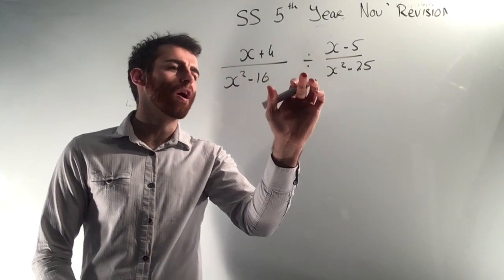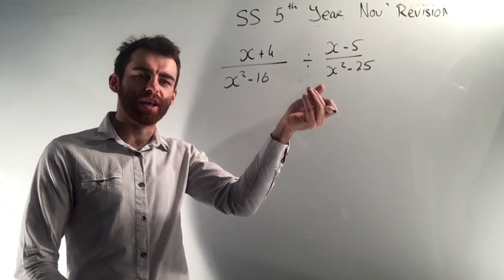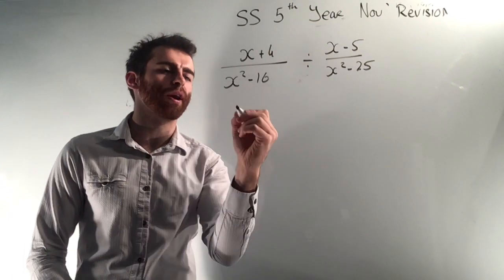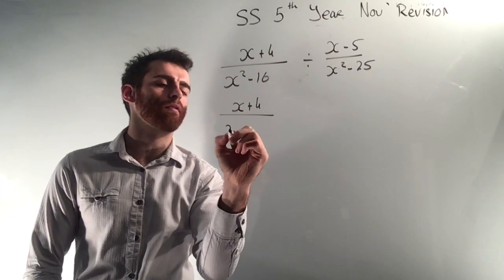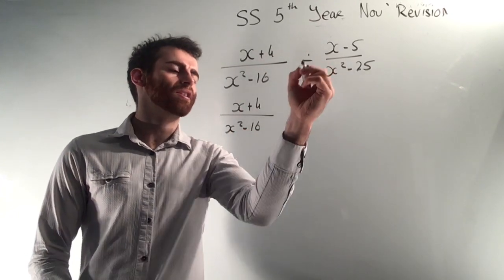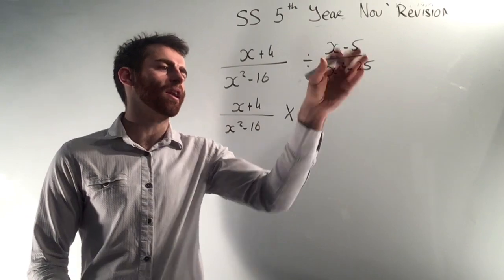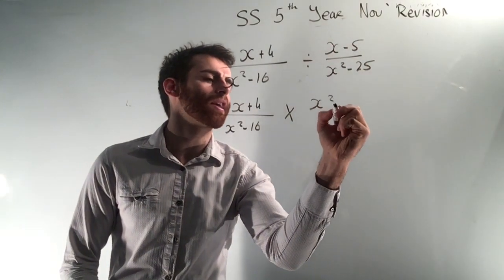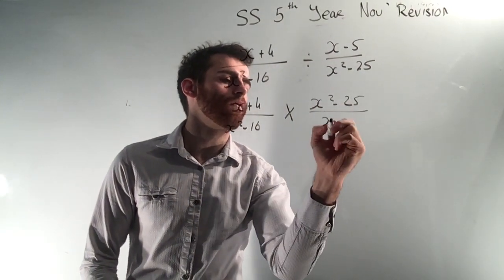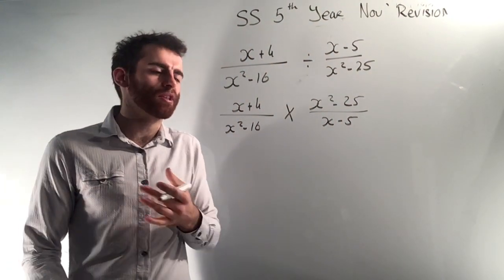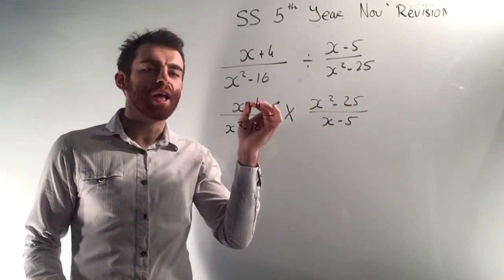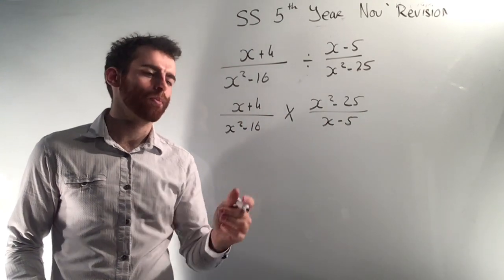So instead of dividing by a fraction, you can invert it or just flip the fraction and multiply. So the first thing you should do is rewrite this as x plus 4 over x squared minus 16. Change this to a multiply sign and invert your fraction. So it becomes x squared minus 25 over x minus 5. And at this stage now in these questions, you want to factorize as much as possible, and hopefully a lot of it will cancel out.